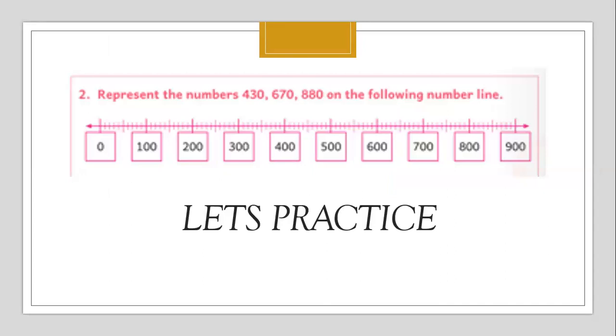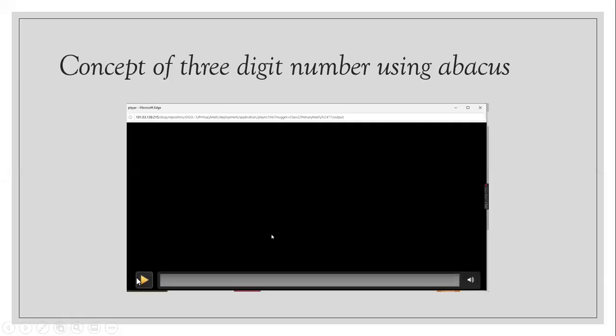We have understood what are hundreds. We have understood what are tens. Represent the numbers 430, 670 and 880 on the following number line. 430. Yes, here. 670. Yes, 880. It will be here. Right. So please practice over there. Now, let's watch a video.